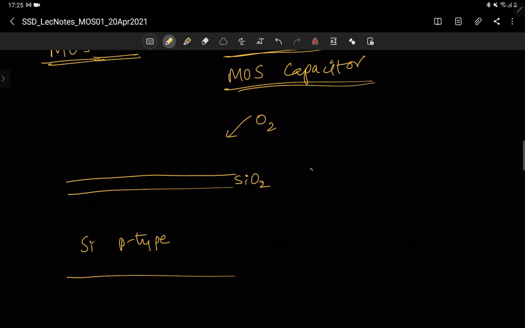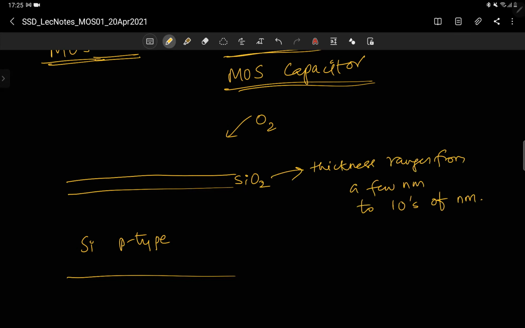This thickness, normally employed in devices, ranges from a few nanometers to tens of nanometers in the olden days, but now it is all like a few nanometers. It depends on the technology node also. And then on top of this, you just deposit a metal. So this is metal. You just deposit a metal on top of the silicon dioxide, and thus you will get the MOS capacitor.